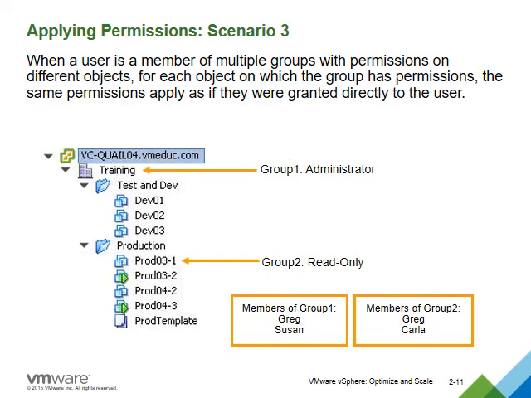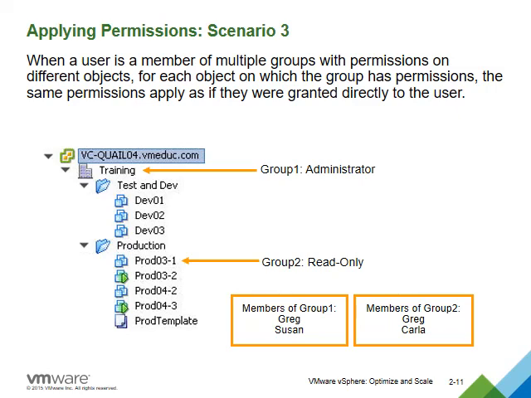In scenario 3, when a user is a member of multiple groups with permissions, they can have permissions on these different objects in the inventory. And for each object on which the group has permissions, the same permissions apply as if they were granted to the user directly, or direct access.